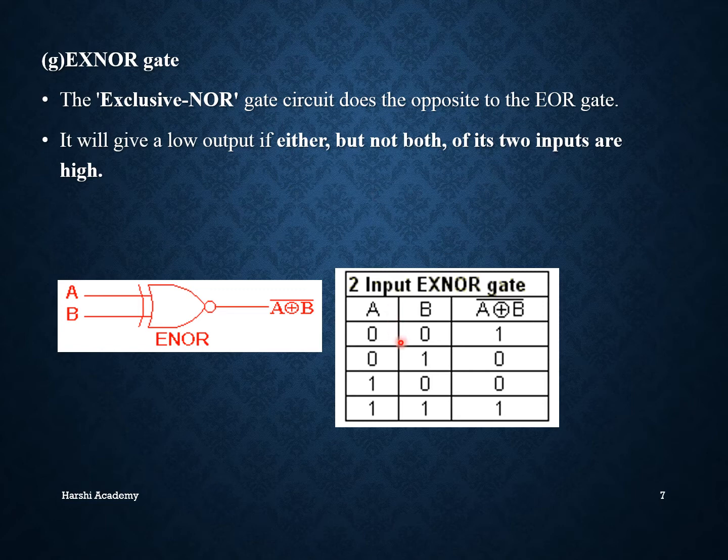This is the truth table for XNOR gate. When both inputs are 0, then output is high. Or both inputs are high, then output is high. Otherwise, it comes to 0. This is the symbol for XNOR gate. We represent XNOR gate by A, encircled plus sign, B, then bar.